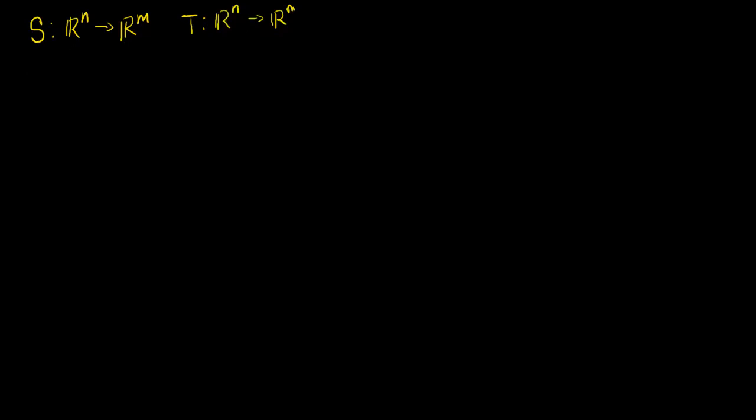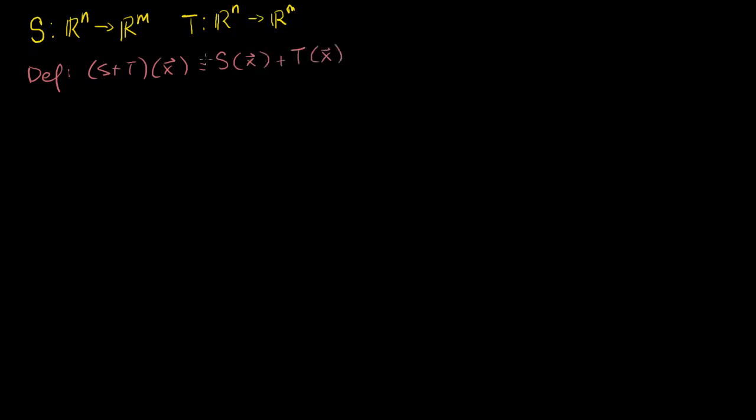So this is a definition. Let me write it as a definition. I'm going to define the addition of our two transformations. If I add our two transformations, the addition of two transformations operating on some vector x, I'm going to say that this is the same thing as the first transformation operating on the vector x plus the second transformation operating on the vector x.